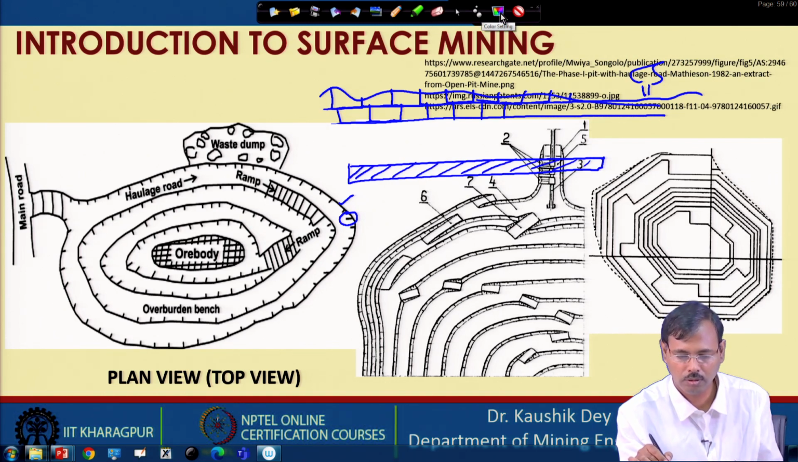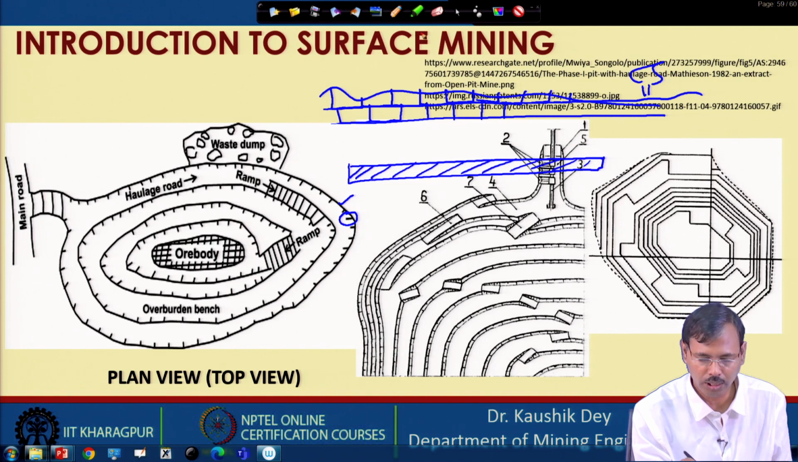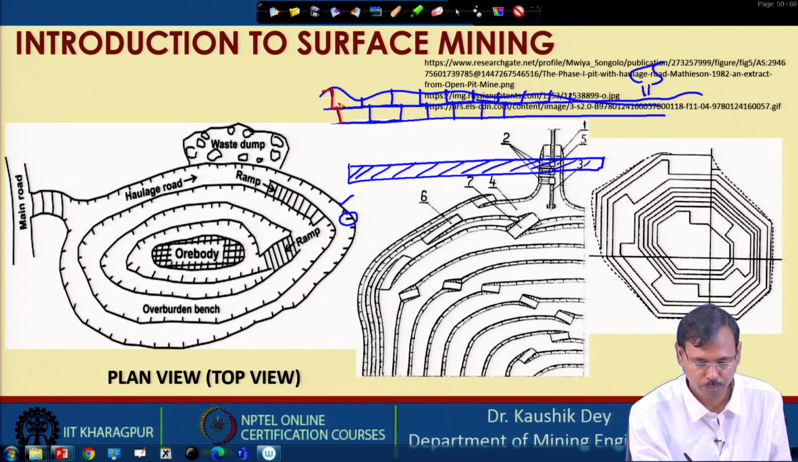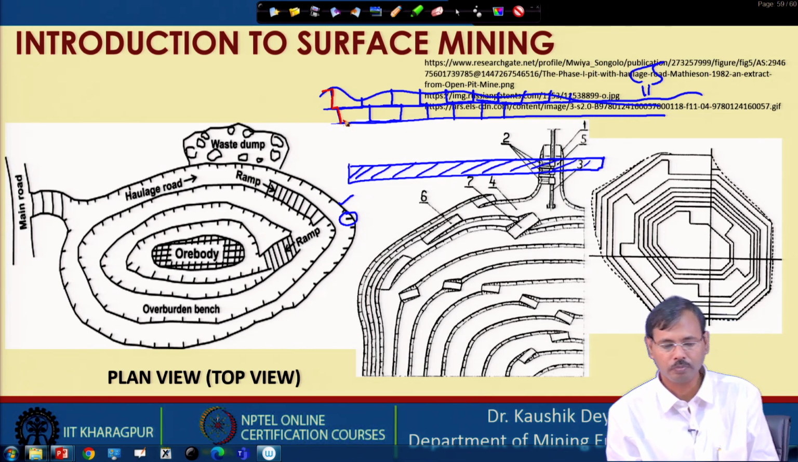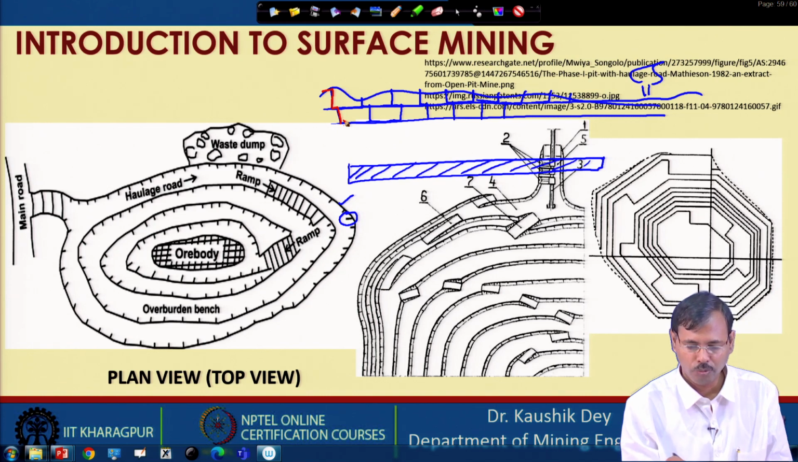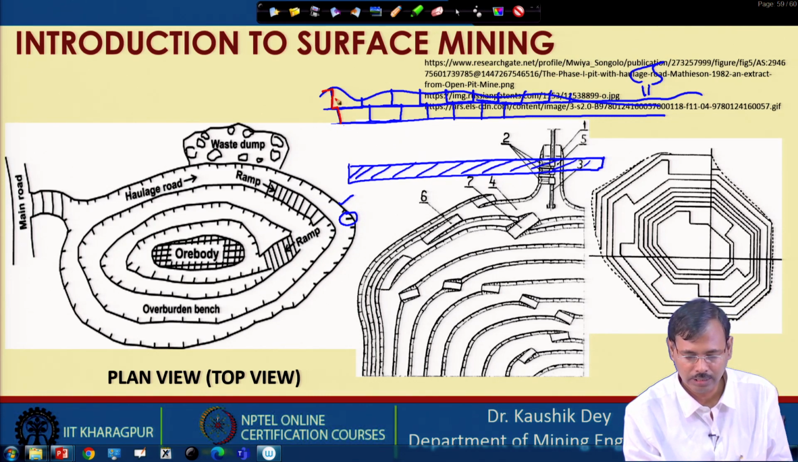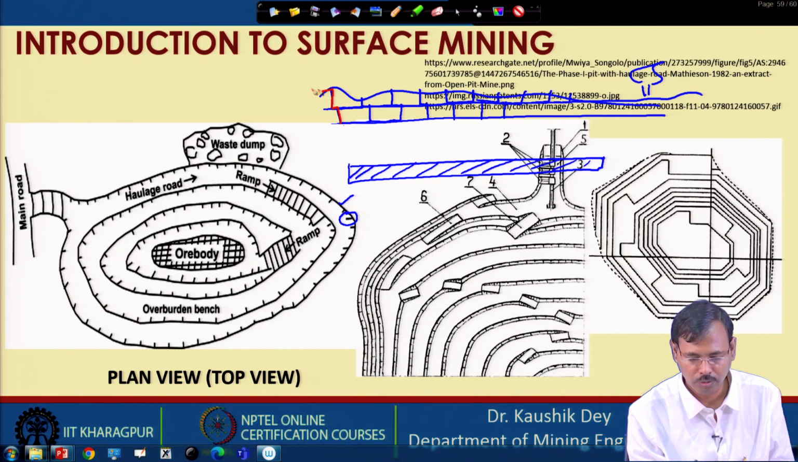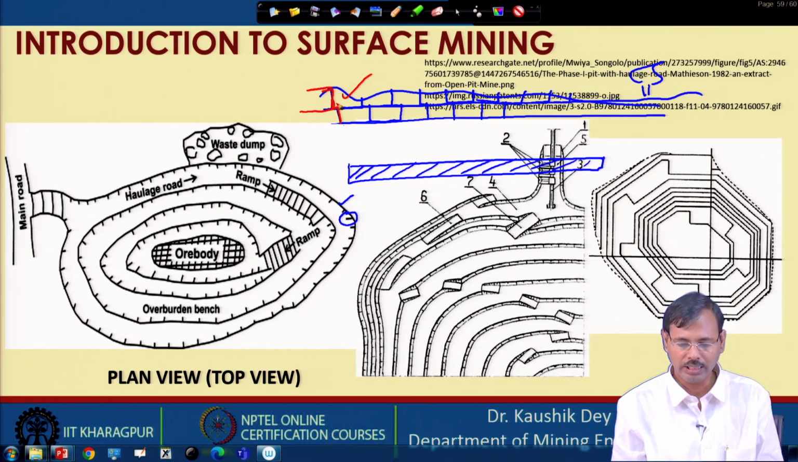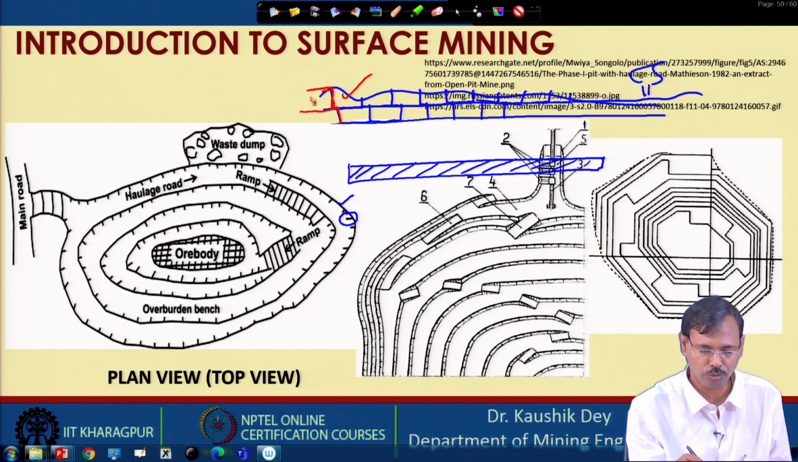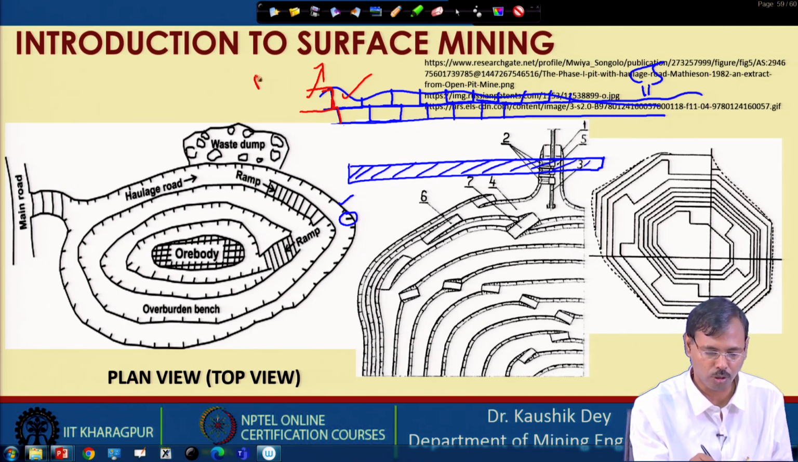Now, this part you can see is shown like this, and this place is kept so that this portion does not topple down to the bottom. So we are taking out the slices, and whenever we take out one, it creates a remaining rock portion like this. This remaining rock portion is called a bench.